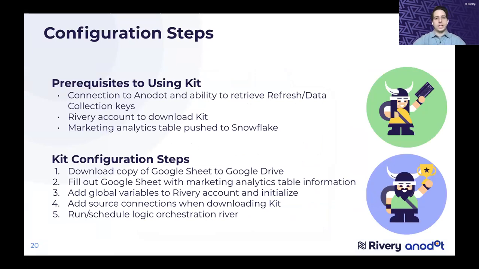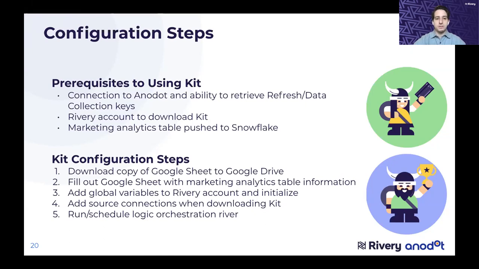These include having a connection to Anodot and being able to get the refresh key and the data collection keys, as well as having a Rivery account to actually download the kit. And then the last prerequisite is to have a marketing table already in your Snowflake instance or other data warehouse to push to Anodot to gain these alerts from.